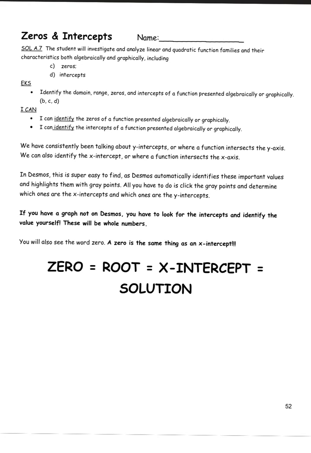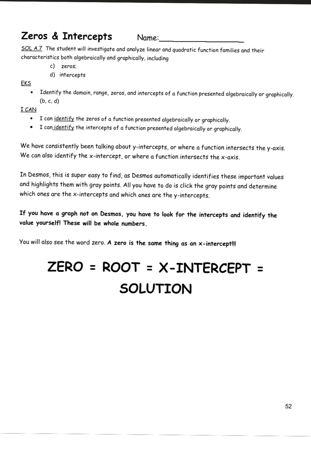For today's lesson, we are going to take a closer look at zeros and intercepts. So SOL 8.7, the student will investigate and analyze linear and quadratic function families and their characteristics both algebraically and graphically, including zeros and intercepts. All right, so we briefly touched on zeros and intercepts when we were in our graphing unit.